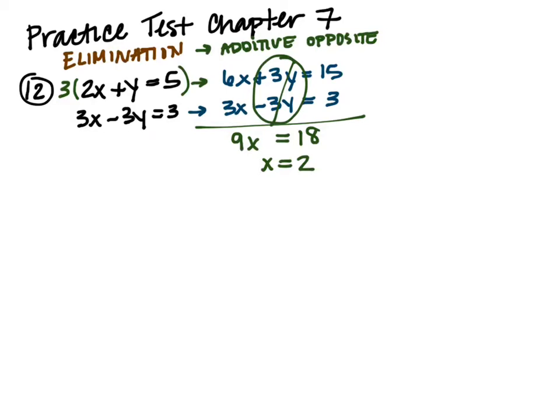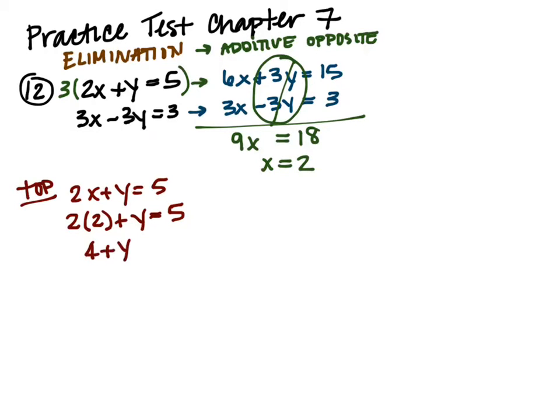Using this, I can choose either the top equation or the bottom equation to plug x equal to 2 into. So I'm going to go ahead and maybe start off with the top equation and have 2x plus y equals 5. And where I see the x, I'm going to plug a 2 in because we found that to be true. And that's going to give me 4 plus y is equal to 5, leaving me with y equal to 1.